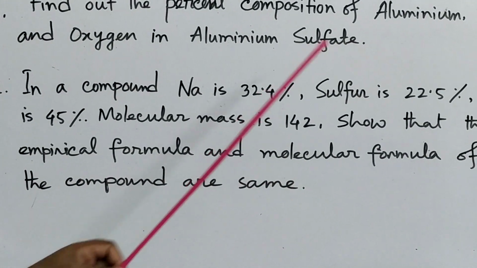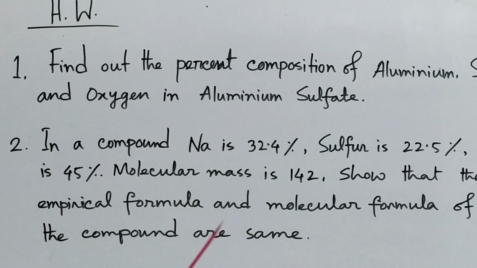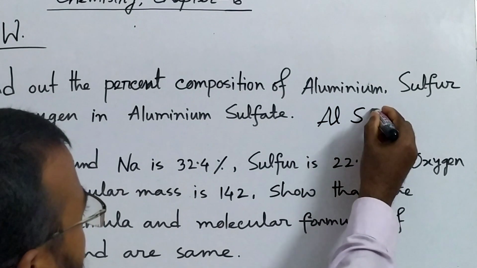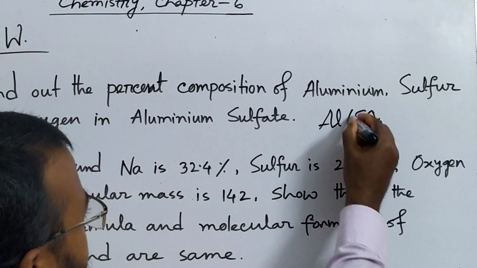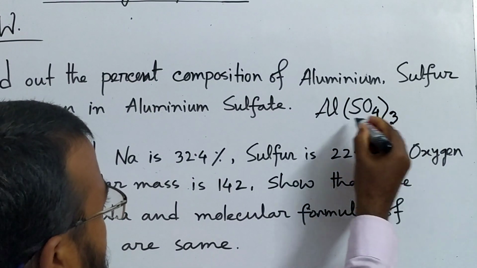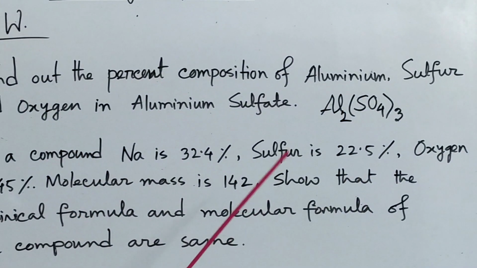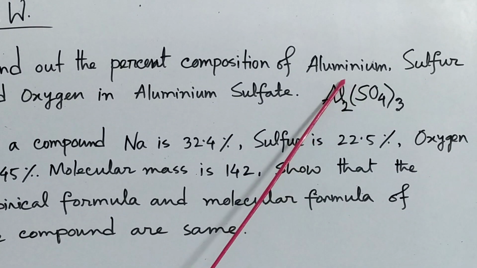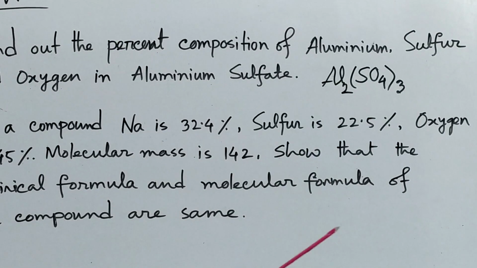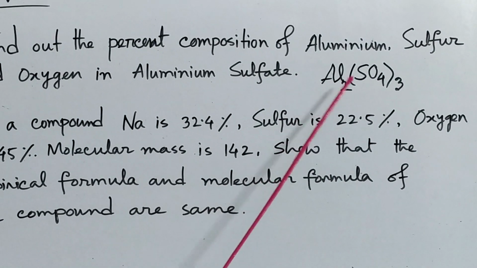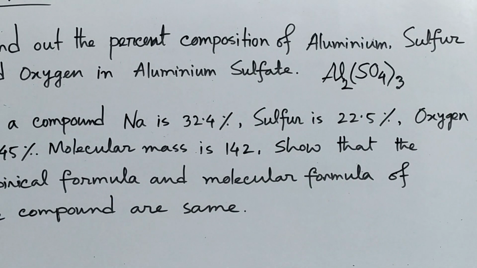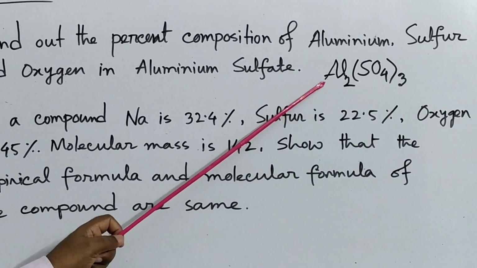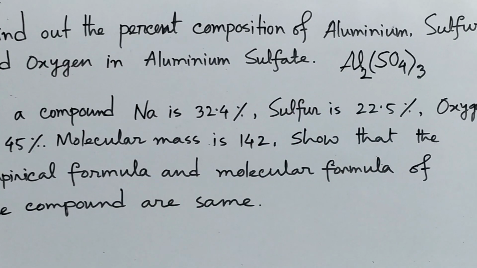So it is shown. Now I am writing the aluminum sulfate formula. Everybody see the word: it is aluminum, it is sulfate. The valency of aluminum is 3, of sulfate is 2. The valency of sulfate will be placed with the aluminum and the valency of aluminum will be placed with the sulfate. So what is the formula of aluminum sulfate? Al2(SO4)3. To find out the percent composition, at first you have to find out the molecular mass of aluminum sulfate.